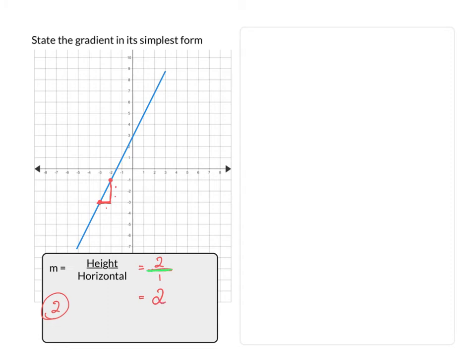And that was what we had last time. Yeah, we got 2 for the gradient last time, and we've got 2 for the gradient again. So what I'm trying to show you here is it doesn't matter which 2 points you pick, that line has the same gradient all the way up and down it. Whichever 2 points you pick, you should get a gradient of 2.